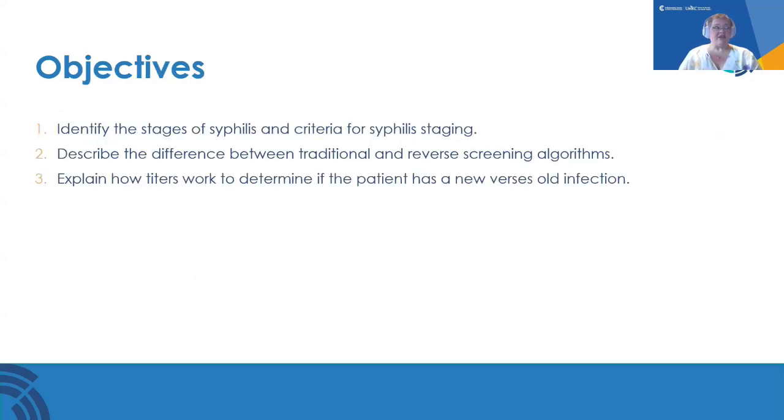So our objectives today are: we're going to learn how to do the stages of syphilis and what each stage's criteria is. We're going to talk about the difference between the reverse and traditional screening algorithms. And then we're going to talk about titers and how we use those to determine if it's a new infection or an old, adequately treated infection.